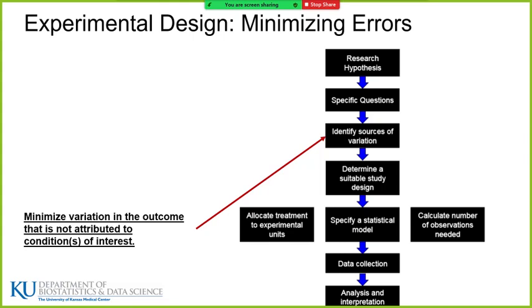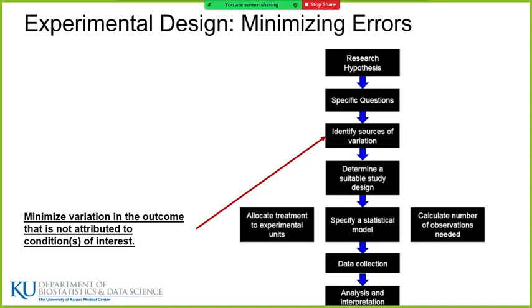So identifying those sources of variation, if we know about them, we need to account for them in the way that we allow participants into our study. We need to exclude participants from the study according to those features, or we need to measure that and maybe account for it in the statistical model. Or we could set up our design so that randomization can account for that variation in the outcome. All of this leads us to a suitable study design.